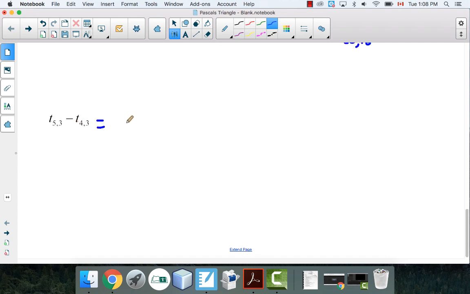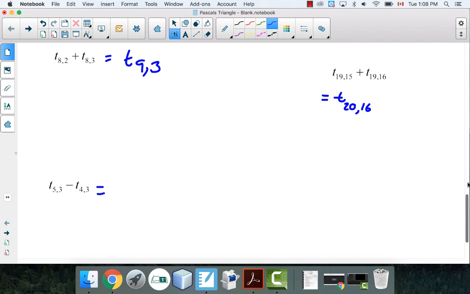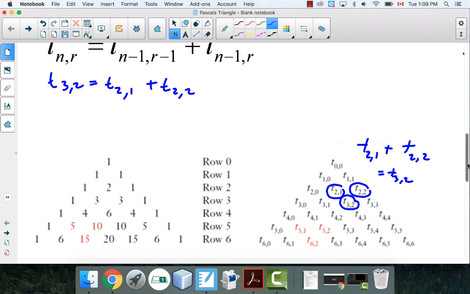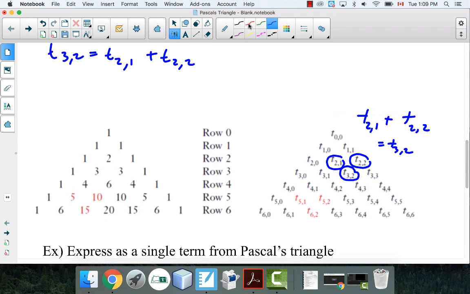So this is a bit weird. So if I've got t5, 3 minus t4, 3, let's go and take a look at those up here first. I want to visualize my triangle first. Oops, it's pretty slow scrolling here, sorry. So I'll try and do this in red. So I'm trying to subtract t5, 3, this one here, and I want to subtract t4, 3, which is this guy right here. So I want to subtract these two. So this thing minus this thing.